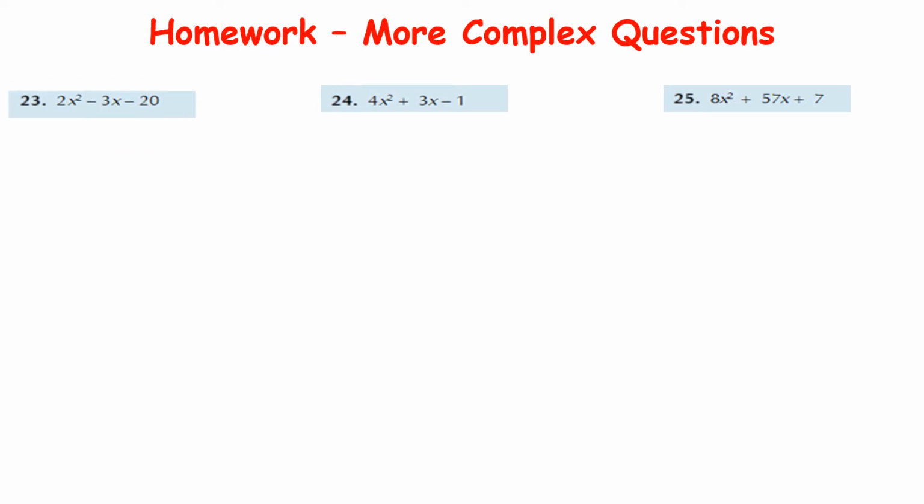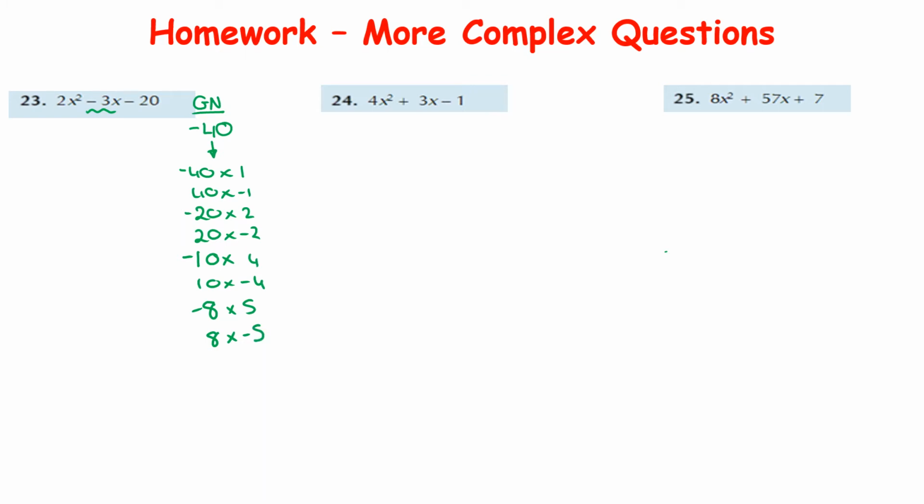Question 23, our guide number here is minus 40. So we're looking at different signs, and we want it to be minus 3x when we add them together. So we have minus 40 by 1, or 40 by minus 1, minus 20 by 2, or 20 by minus 2. 3 doesn't go into it, 4. So 10 by minus 4, 10 by minus 4. No, and 5, yeah, so 5 goes into it, minus 8 by 5, and 8 by minus 5. This one seems to be the one we want.